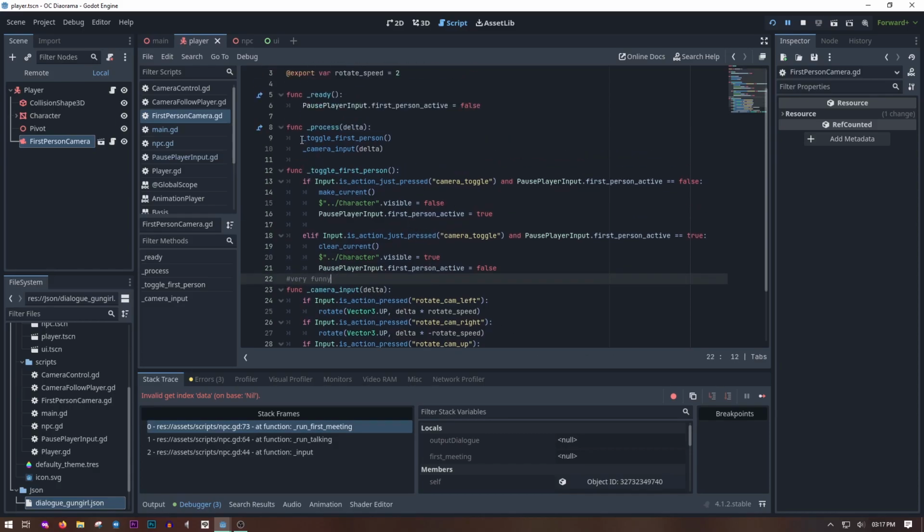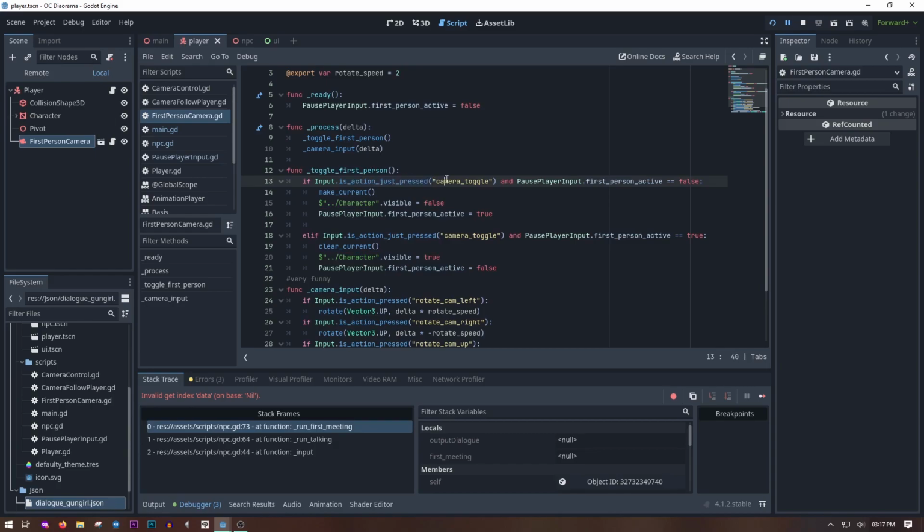Okay, so every frame it's checking for toggle first person, and it's checking for camera input. So, toggle first person, if input is action just pressed, that just means only when you push it down, not when you lift it up. You can't do half presses on this. You can have is action held, I think. You can do various interactions of buttons. Push down, lift it up, held down, or is being held, whatever.